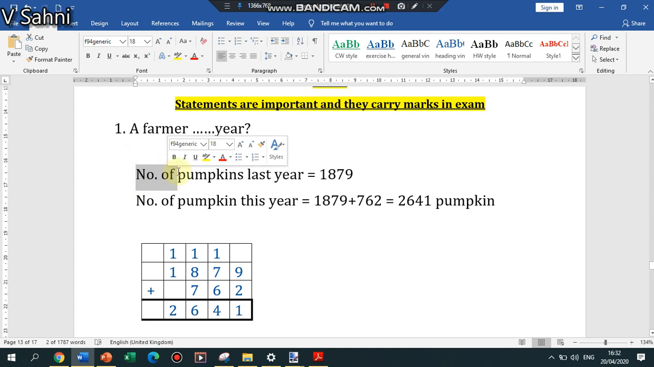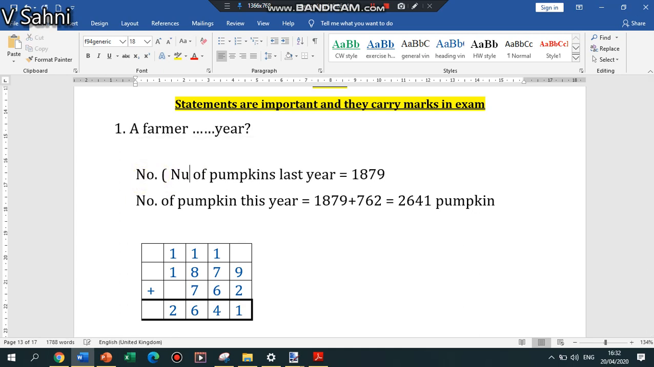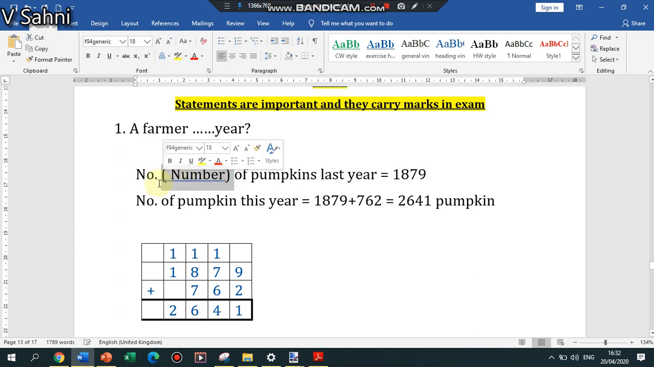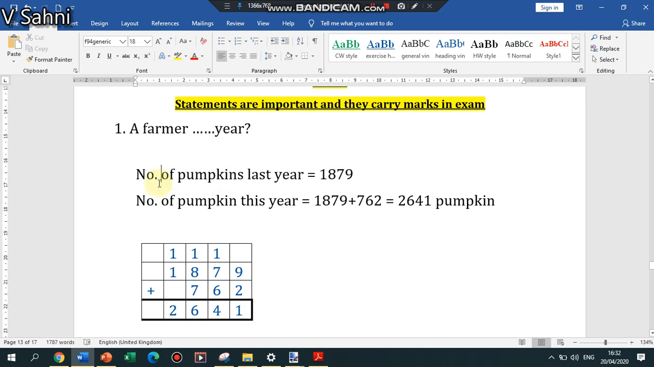Now, what is the short form for number? No dot. No dot means number. Each time you have to write number, you are not going to write it in full. In this addition chapter, your statements will always begin with either number of or amount. So these are the two words that you have to keep in mind: number of or amount spent. Repeat after me: number of or amount spent. Generally the statements will begin with these two words.